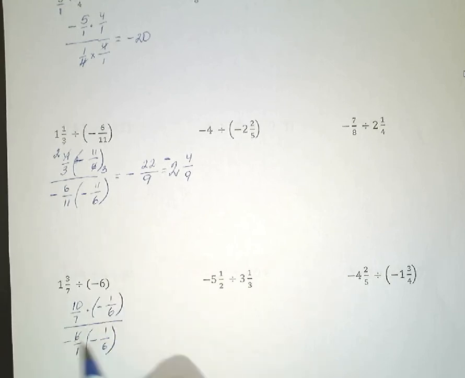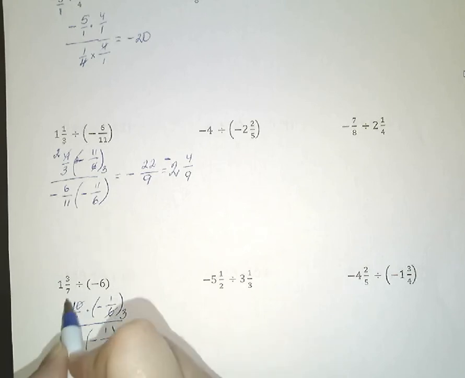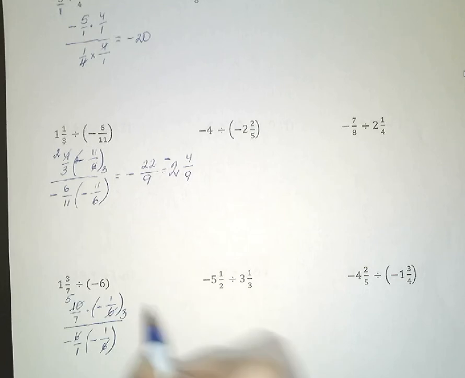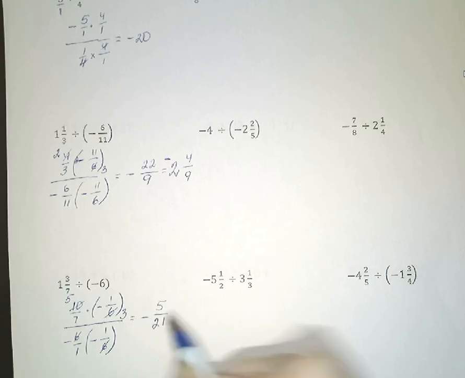Okay, so 6 and 6 get cancelled in the denominator. Negative times a negative will give you a positive 1, so you don't have to worry about that. Now you can simplify 10 and 6 by dividing both numbers by 2. 6 will become a 3, 10 will become a 5. You are multiplying different signs, so your answer is going to be negative. 5 times 1 is 5, 7 times 3 is 21. Negative 5/21.